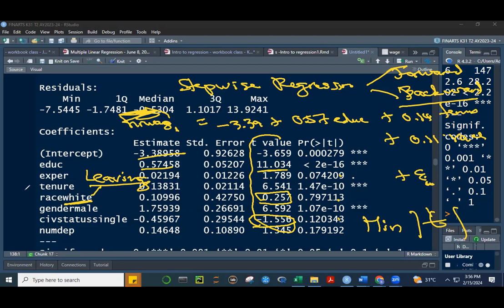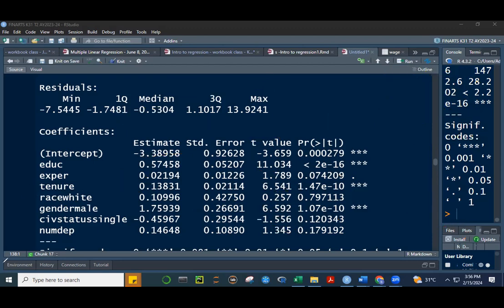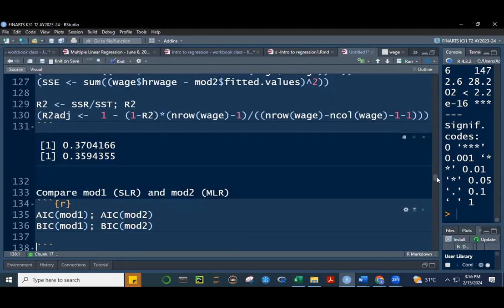We will remove race white. Okay? So let me go there, class. We will remove race white from the picture. Okay, so let's go here now.